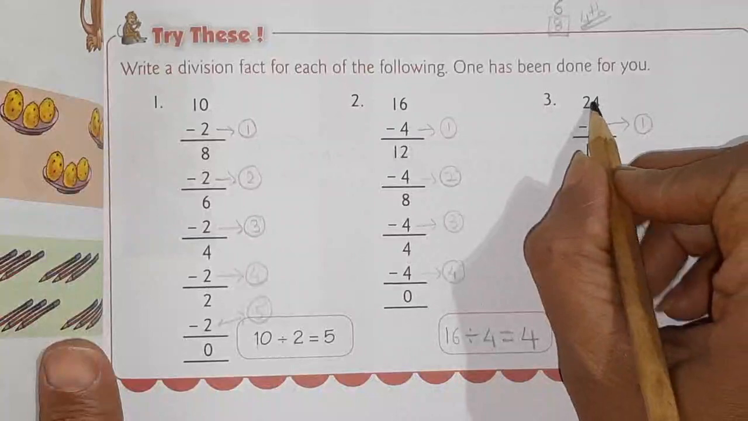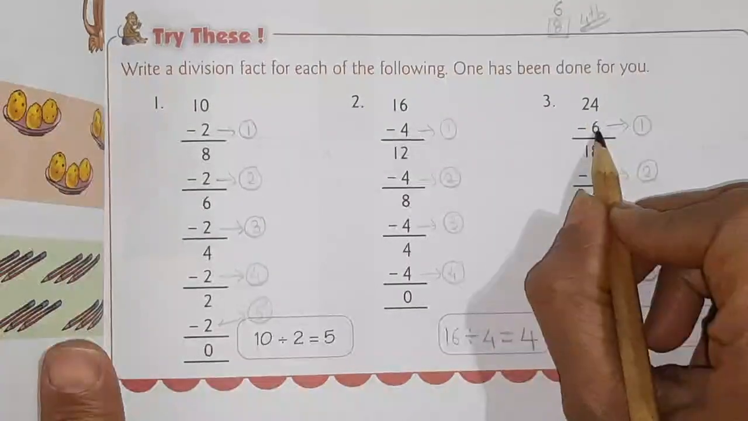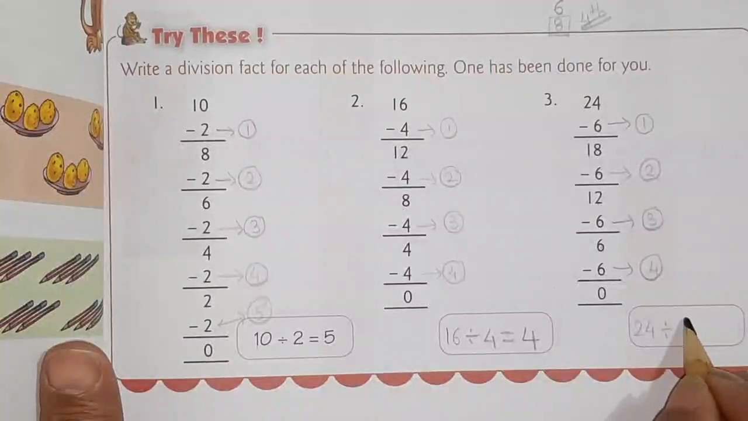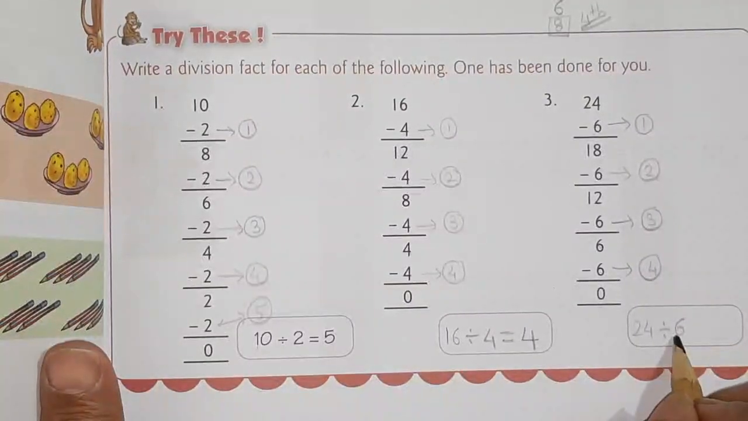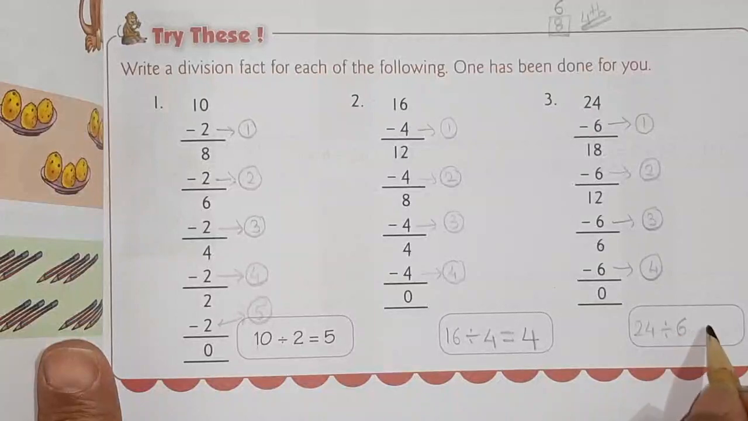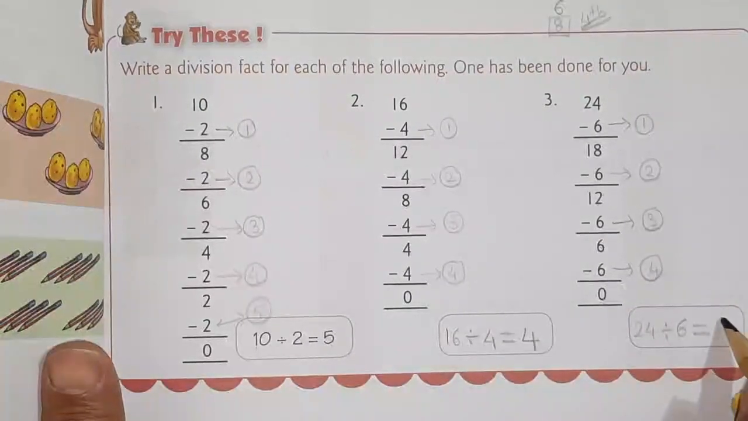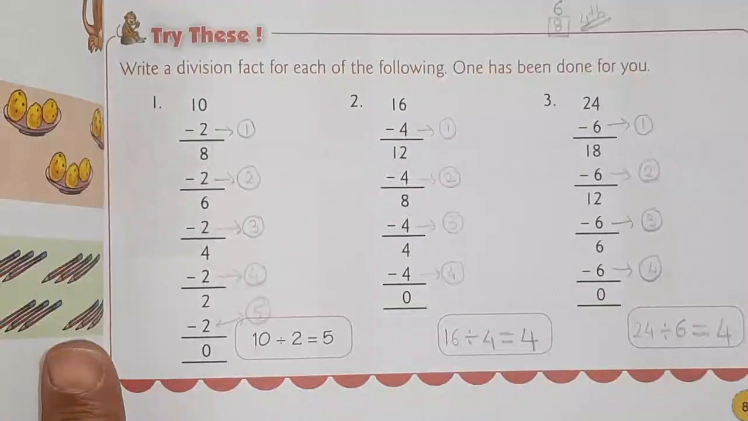So what do we have to write? 24 divided by 6. 24, the number from which you have subtracted, that we have to write here, divided by 6 is equal to how many times we have subtracted? 1, 2, 3 and 4. So that number 4 we have to write here.